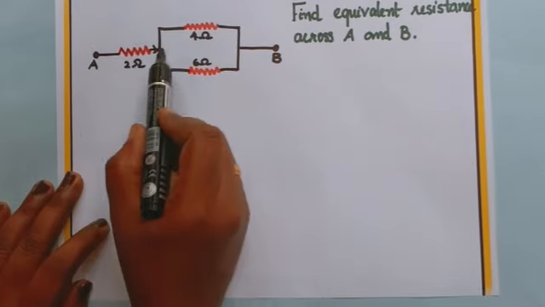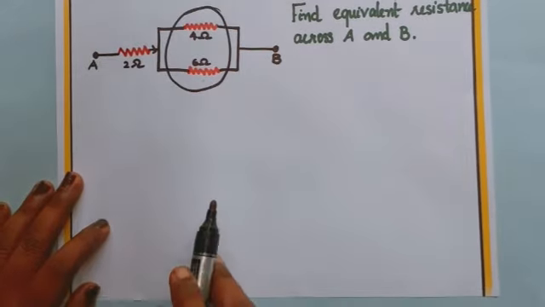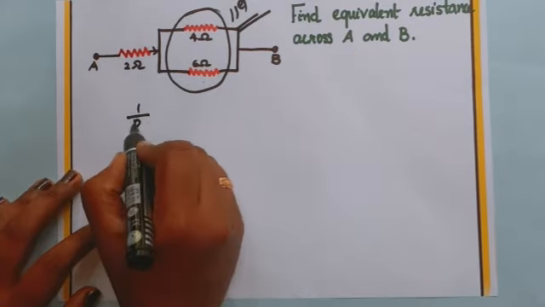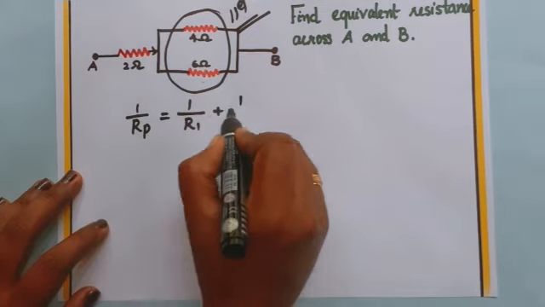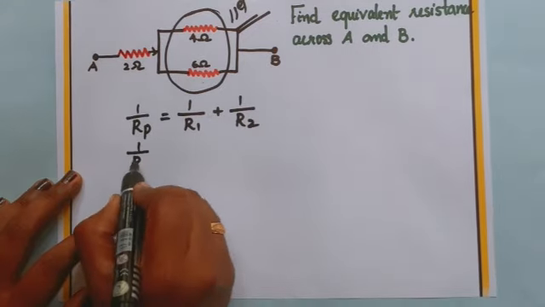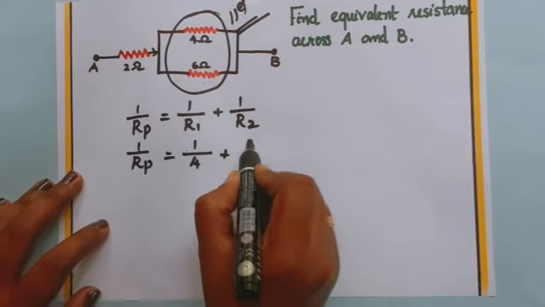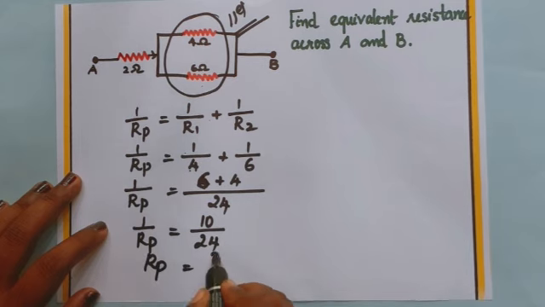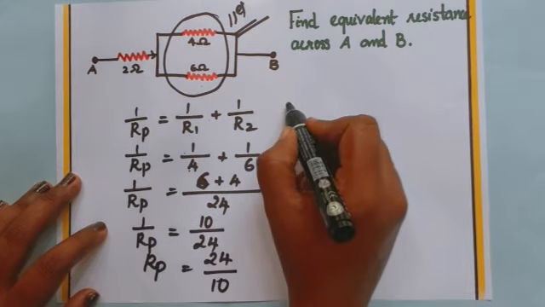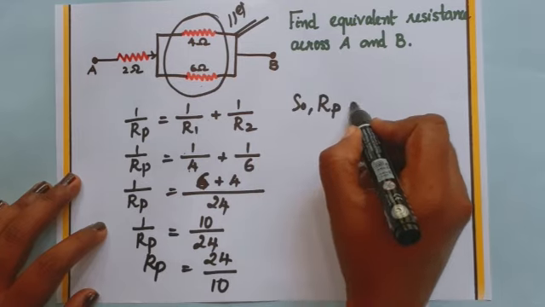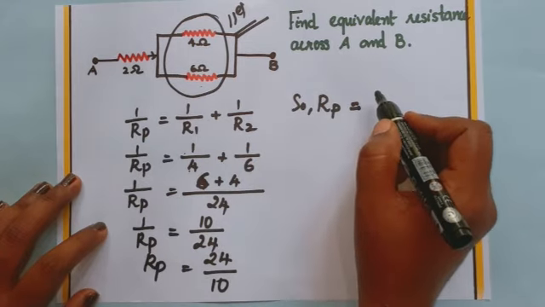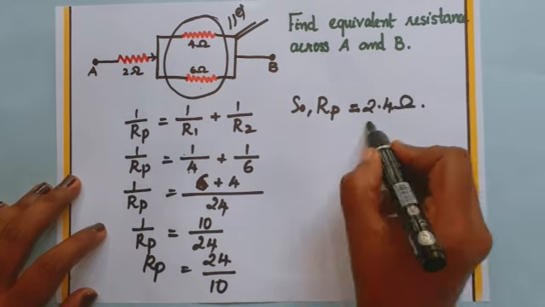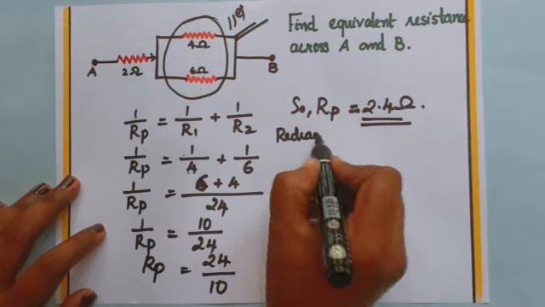Here find the equivalent resistance across A and B. And here 4 ohm and 6 ohm resistors are connected in parallel. So we have to find out the equivalent resistance in parallel combination first. 1/Rp = 1/R1 + 1/R2. Then substitute the values into the equation. Then 1/Rp = 10/24. So Rp = 24/10, that is equal to 2.4 ohm.